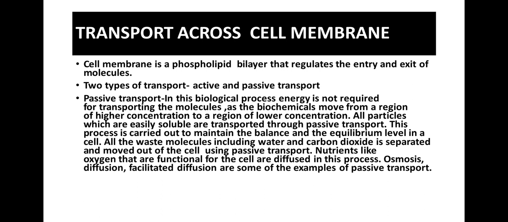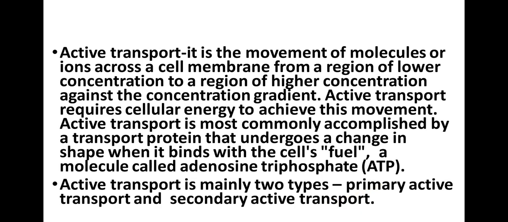All the waste molecules, including water and carbon dioxide, are separated and moved out of the cell using passive transport. Nutrients like oxygen that are functional for the cell are diffused in this process. Osmosis, diffusion, and facilitated diffusion are some of the examples of passive transport.